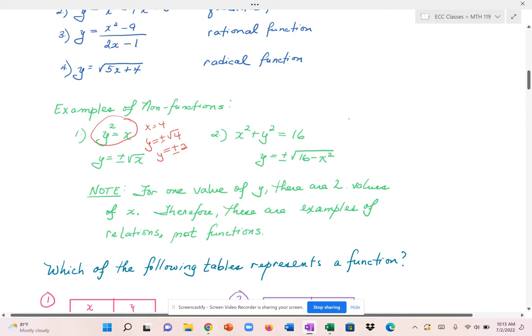So these next few examples will give you tables of values, relationships between x's and y's set up in a table, and all we need to do is determine if they show the relationship of a function or not a function. When it's not a function, we're just going to call it a relation.